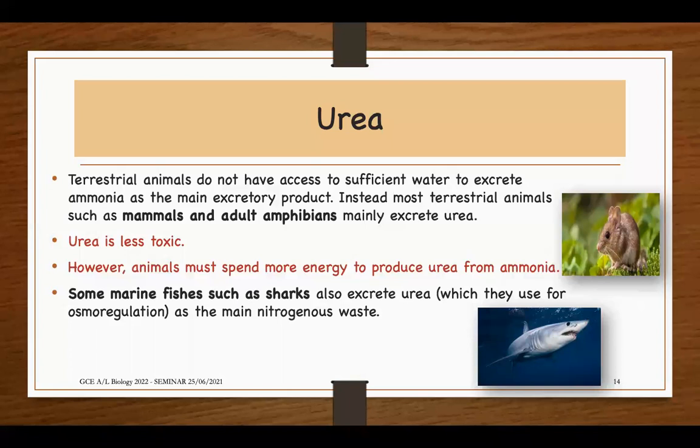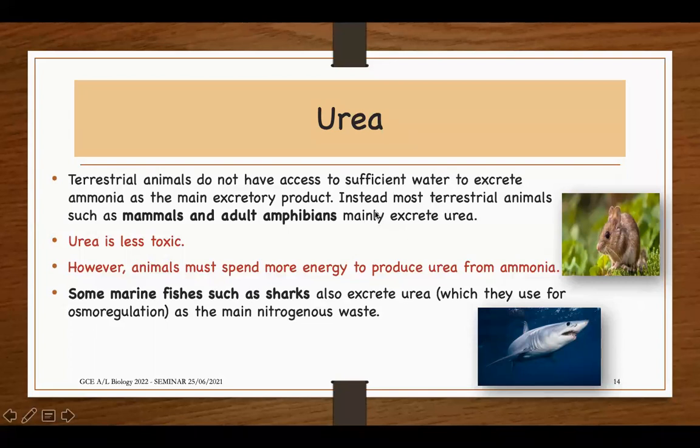Now, sharks actively regulate their internal salinity. You know, sharks live in the sea, so the seawater has a lot of salt in it. It's saline. So sharks actively regulate their internal salinity to match the salinity of the outside environment. Therefore, their waste product is urea, and they use this waste product to maintain osmotic balance as well.